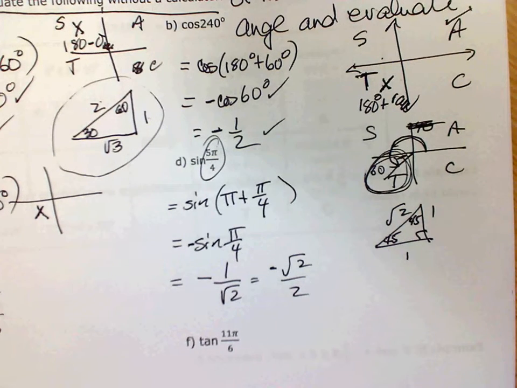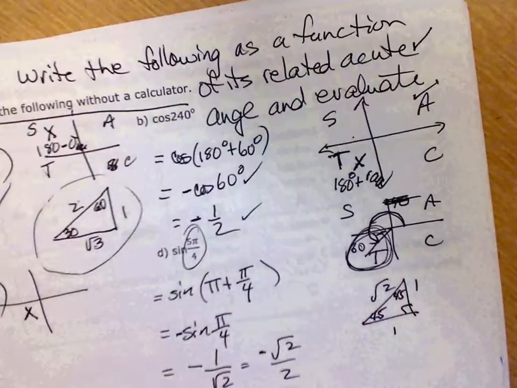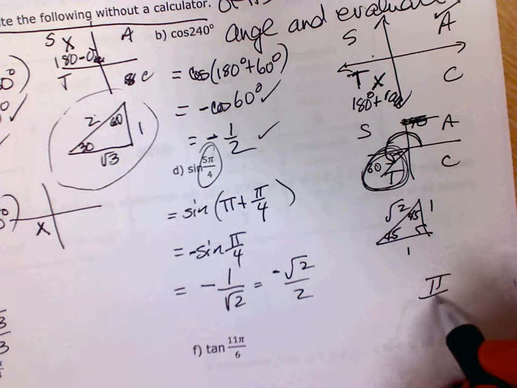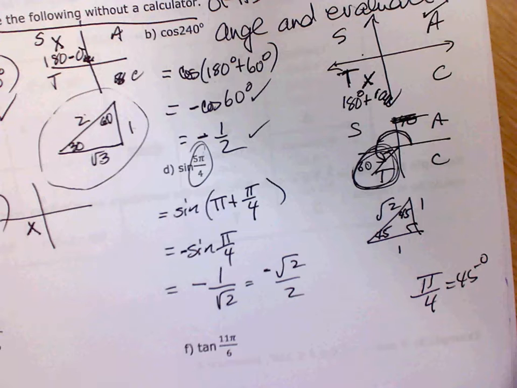Yes? How in this case did you know it was 1 and root 2? You have to memorize those triangles. It was in radians. Oh, because I know pi over 4 is equal to 45 degrees. Once you get more exposure, it'll become a little easier.